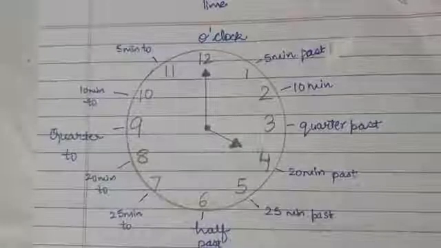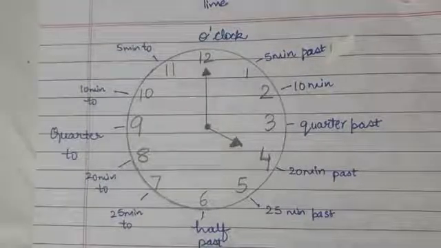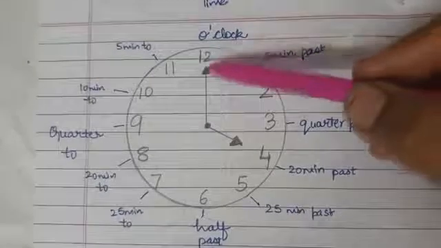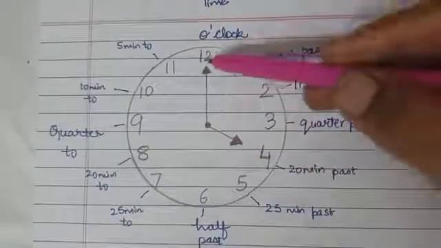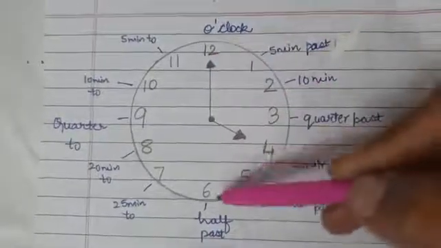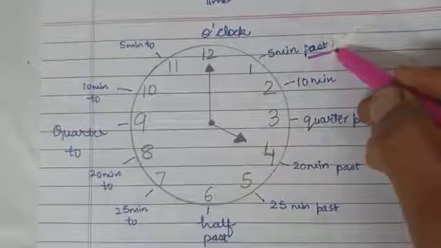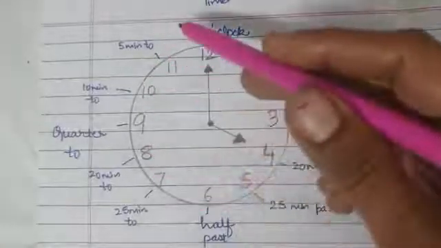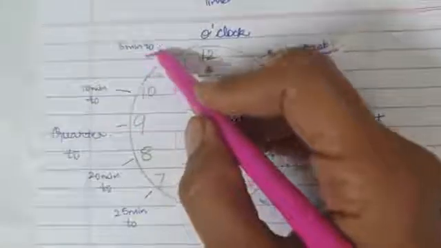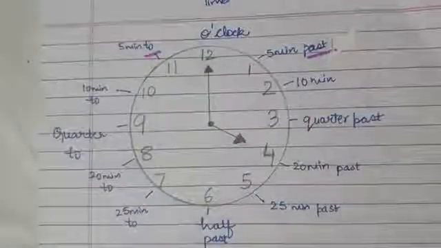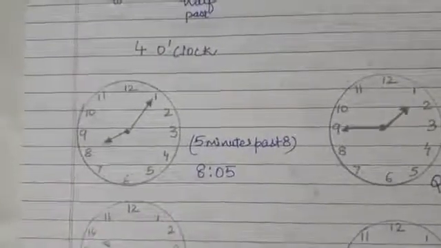Now children, if you have observed, we read the time also in past or to. But how do we know when to use past or to for reading the time? When the minute hand is moving clockwise in between 12 and 6, we use past. And when the minute hand is moving clockwise in between 6 and 12, we use to. Clear? So let us discuss some examples.